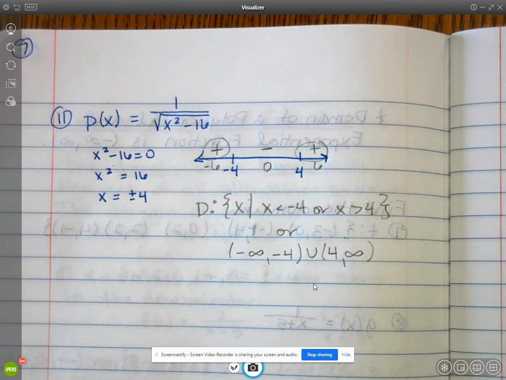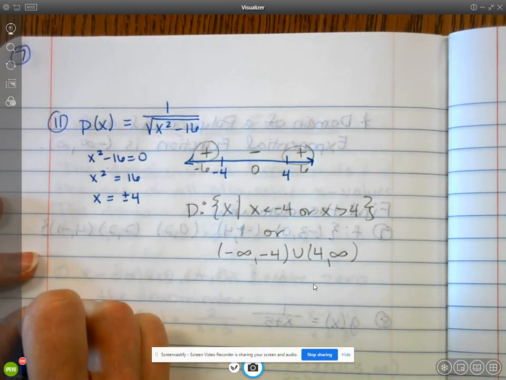So the other thing that we need to talk about for this section is called a difference quotient.